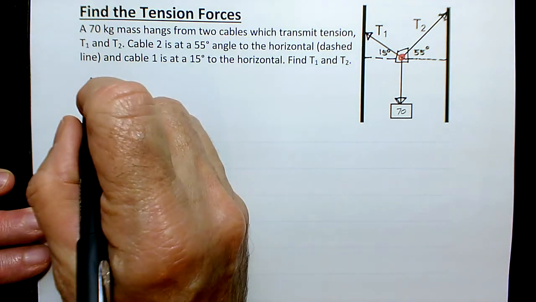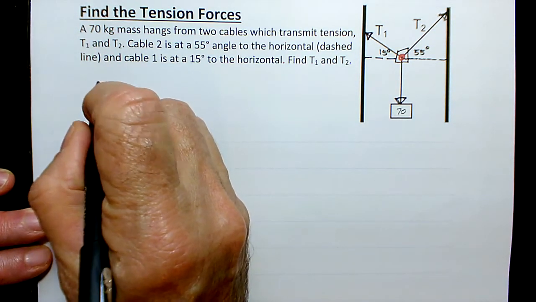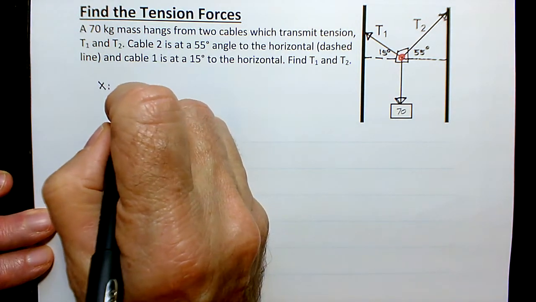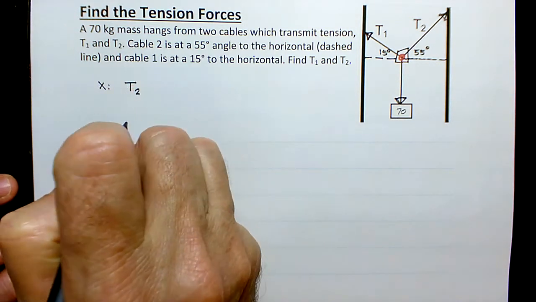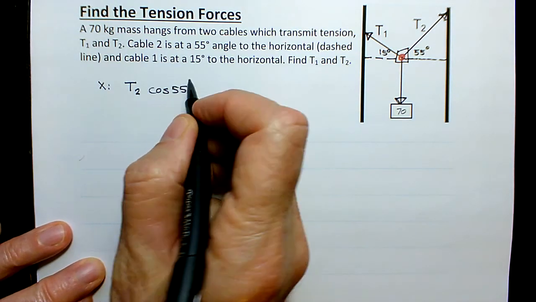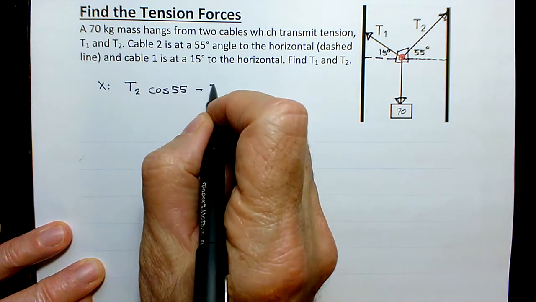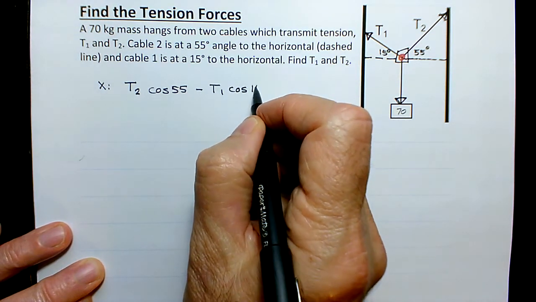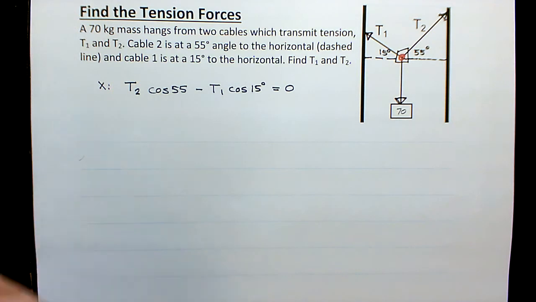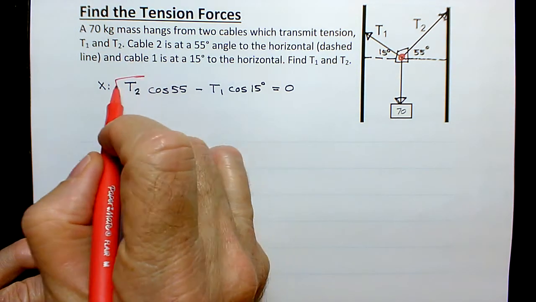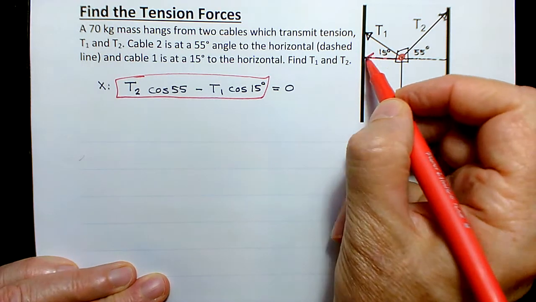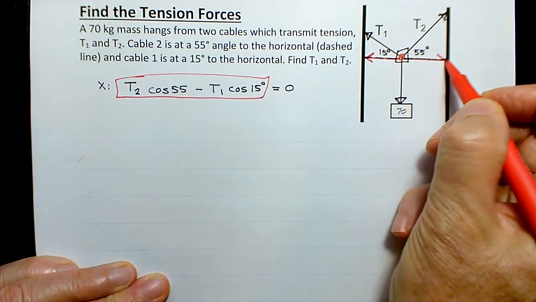And so the x components have to add up to 0, so T2 cosine 55 degrees minus T1 cosine 15 degrees is equal to 0. So these two are the x components. So this component and this component.